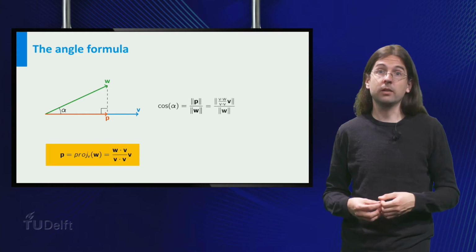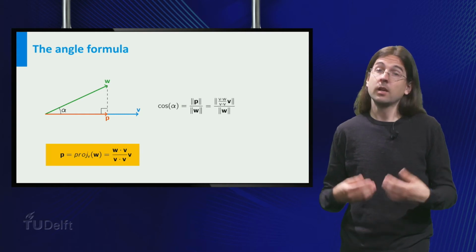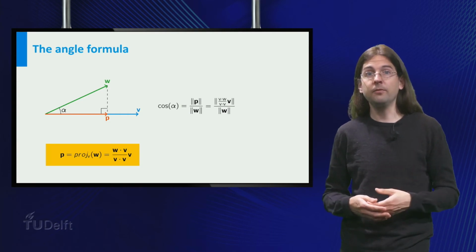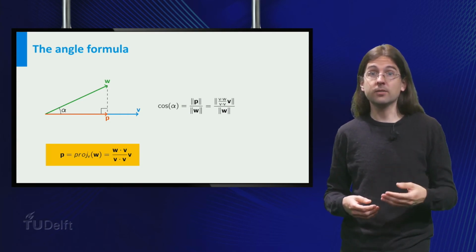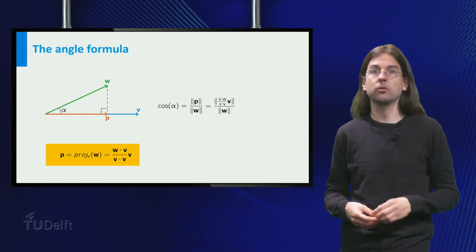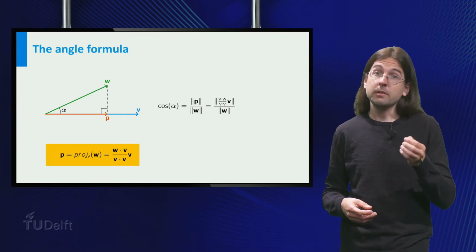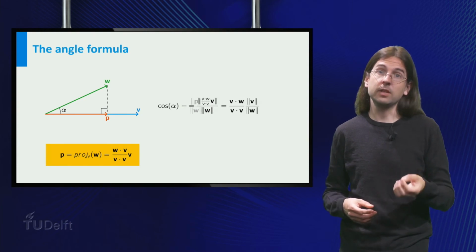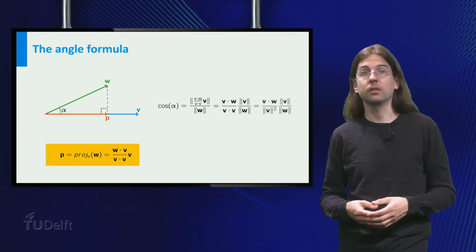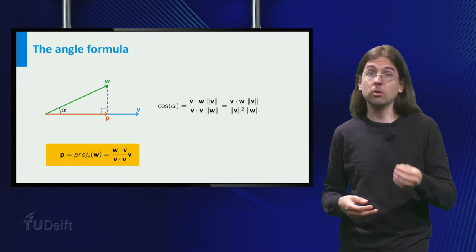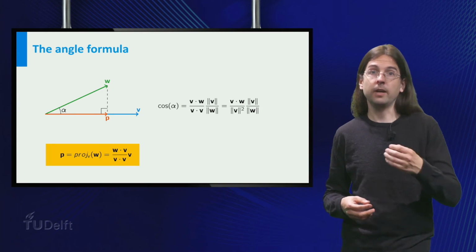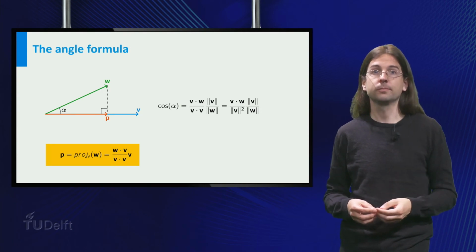Now, we plug in the formula for P, and as multiplying a vector by a scalar multiplies the length by the scalar, we can take the scalar V dot W over V dot V outside the norm. If we finally realize that V dot V equals the length of V squared, we obtain the desired formula. The cosine of the angle between two vectors equals their dot product divided by the product of their norms.